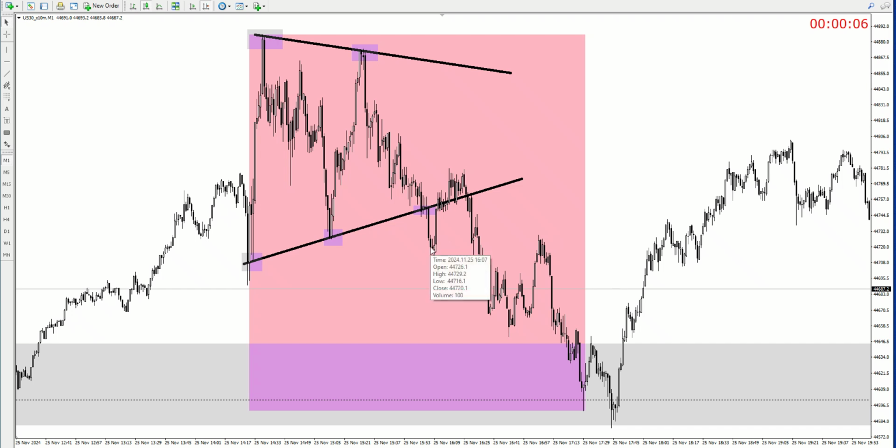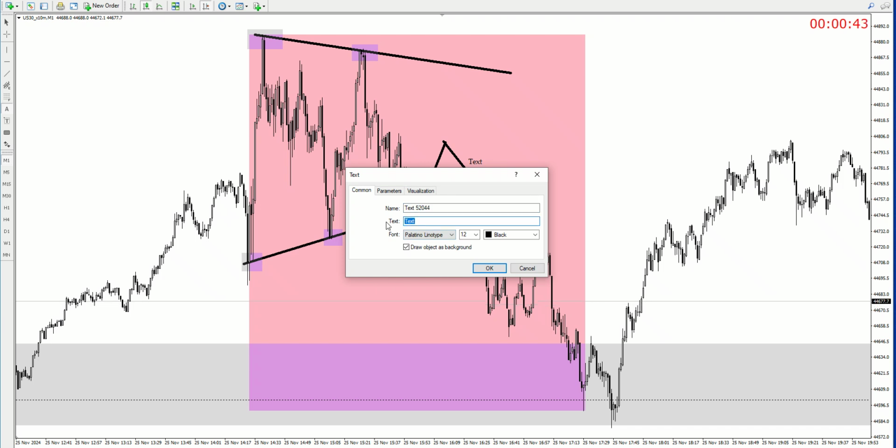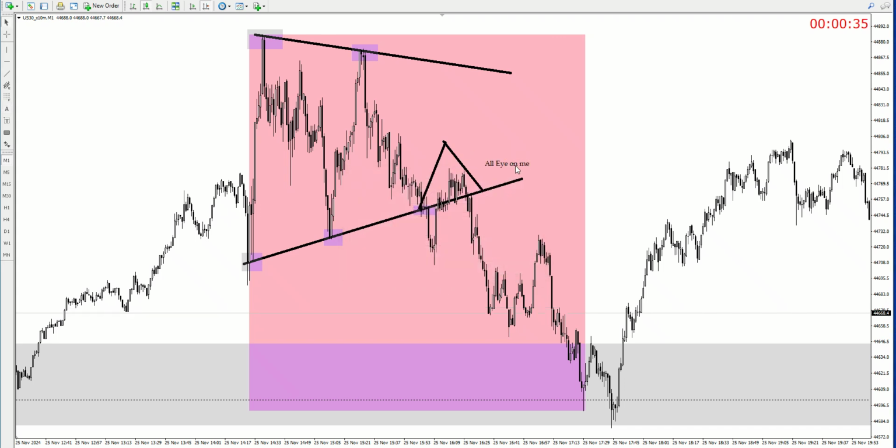But remember, there's all eyes on me. Had they bounced and given this last push to the top, like for instance, sometimes they won't give you 3 touches on all the sides, but they will do something like this. I call this all eyes on me, because when they do this, they are telling you something huge is coming. It's just my way of calling it and simplifying things for myself. So this is called all eyes on me.